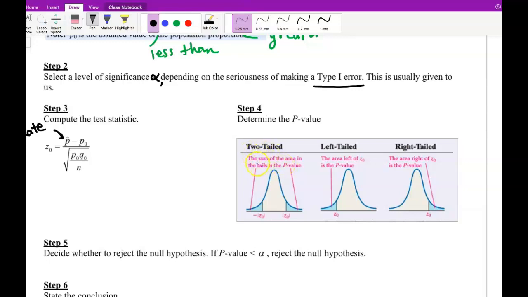Okay, for the two-tailed case, the p-value is the sum of the area in the tails. So we add the area on this part and on this part; we're going to add these two. That is our p-value. For the left tail, our p-value is the area to the left of z0. That is our z, and the area to the left is the p-value. And for the right tail, the area to the right is our p-value.